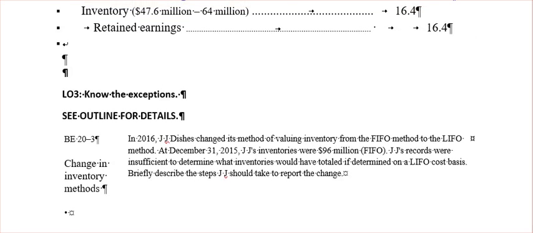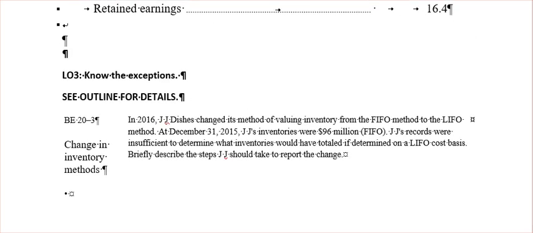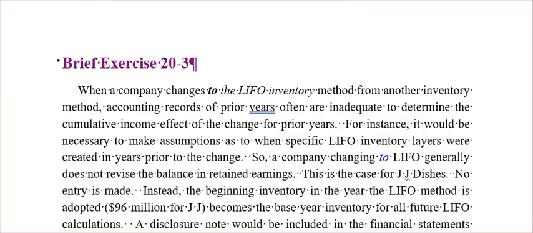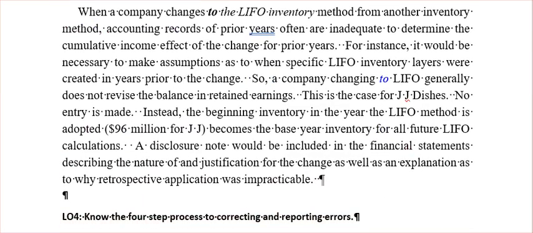Dishes changed method from FIFO to LIFO. Here is the explanation. When a company changes to LIFO, accounting records of prior years often are inadequate. So if it's inadequate and they cannot do it, it's just impractical, you are going to provide that disclosure in the notes and have an explanation as to why it's impractical, but the change to LIFO is accepted as an exception.